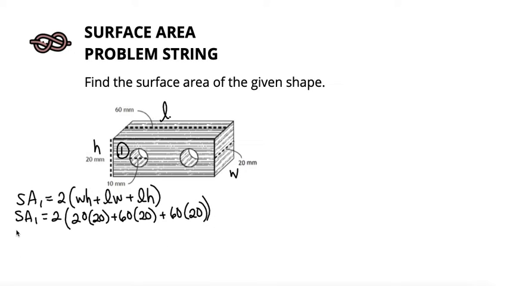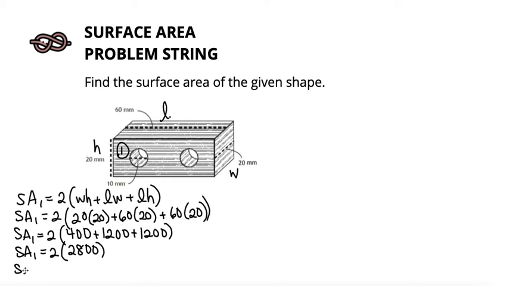All right. So 2 times 20 times 20 is 400. 60 times 20 is 1,200. And I have another of those, 1,200. Add what I have inside of my brackets, I get 2,800. Multiply that by 2, gives me 5,600, and my units are millimeters squared.